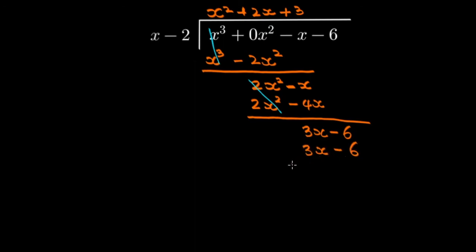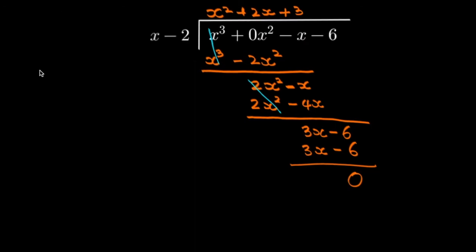As you can see, these two rows are going to cancel, and the fact that we have a 0 at the bottom means that we have a remainder of 0. So this number, whatever it is, is always going to be the remainder, and the fact that it's 0 implies that x minus 2 is indeed a factor of x cubed minus x minus 6.